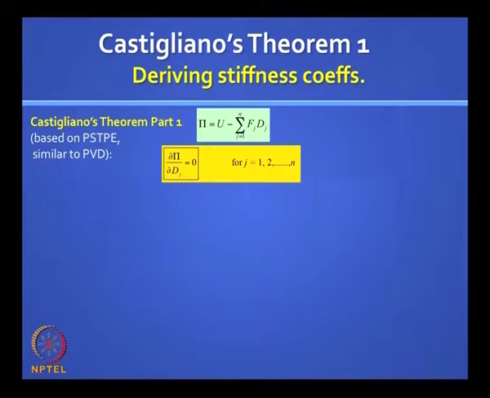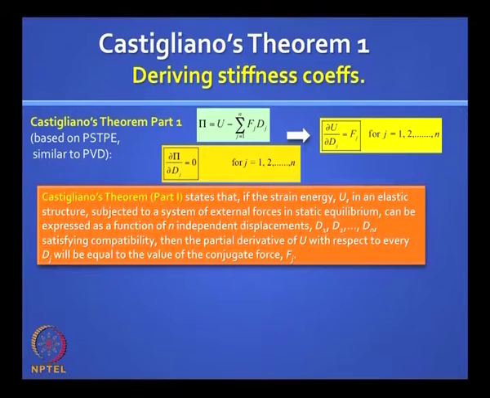But a more popular use of this is Castigliano's theorem, which can be derived from this principle. So pi can be written as u plus v, v is written as minus sigma fj dj, and when you invoke the principle of minimum total potential energy, you will find that this will reduce to dou u by dou dj is equal to fj. In this form it is known as Castigliano's theorem part 1, and it is similar to the principle of virtual displacement.